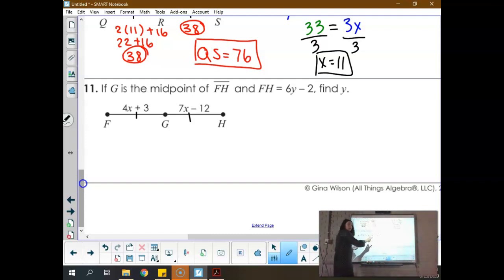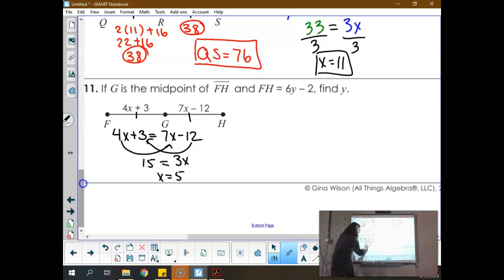If G is a midpoint, then these two segments are the same. They are congruent. If they're congruent, then I can set them equal to each other. Solve for x. Move the 12 over here, move the 4x over here. So I'm going to add 12, and I get 15. And then I'm going to subtract 4, and I get 3x. So x equals 5.